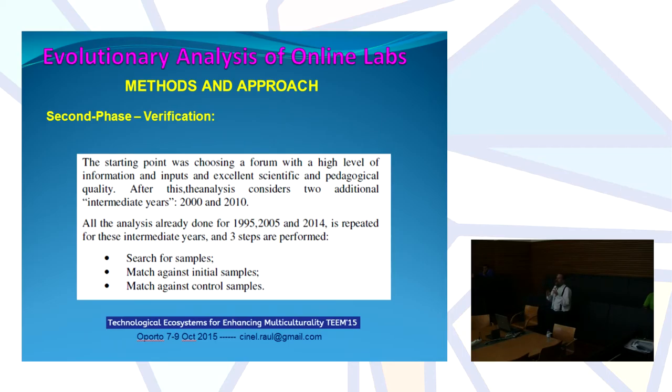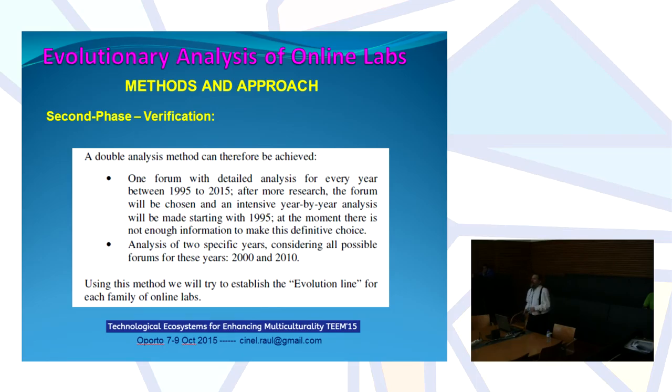After the first phase, we pass to the second phase, verification, and we will choose two intermediate years, 2000 and 2010. We are going to make a more detailed analysis, a search for samples, match against initial samples, match against control samples. And we try to confirm what was discovered and acquired from the other three key years. So we're going to make a double analysis.